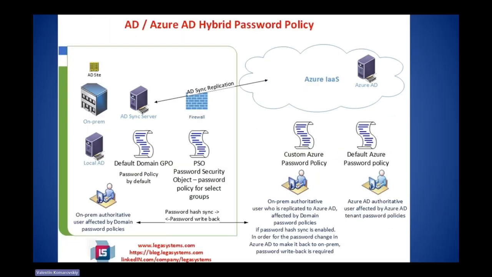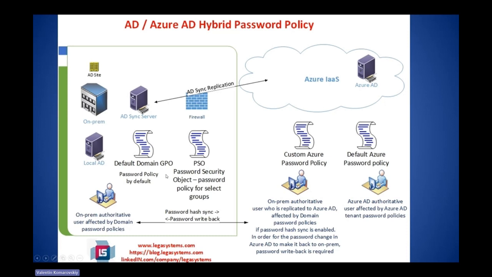So there are differences in password policies. On-prem AD password policy comes from the default domain group policy. You can also use either custom policies, which is not recommended because they're a nightmare to troubleshoot, or you can use a password security object. And a password security object is a policy that affects a specific group that has its own complexity and lockout periods. And then in Azure AD, you have an Azure AD policy that is used to assign password maximum age and notification period. And you can also assign the minimum number of characters to the password.